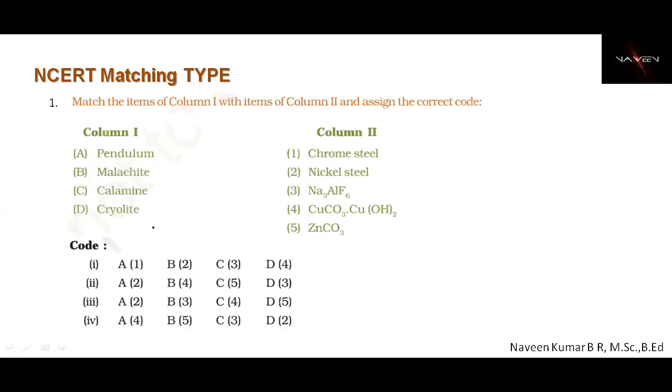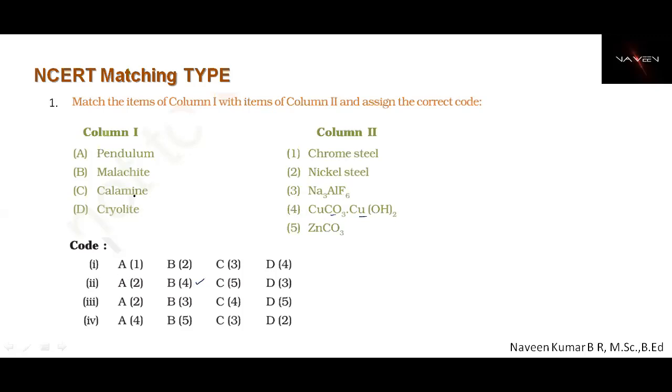Malachite is the ore of copper, a mixture of copper carbonate and copper hydroxide with copper in the +2 oxidation state. Both copper carbonate and copper hydroxide have copper in the +2 oxidation state. Since malachite is 4, in the options B is matched with 4. Hence we can easily go for this option by cross-checking the others.